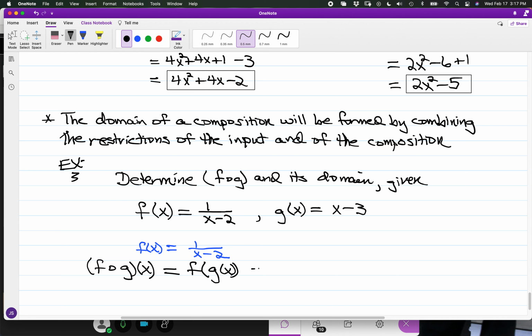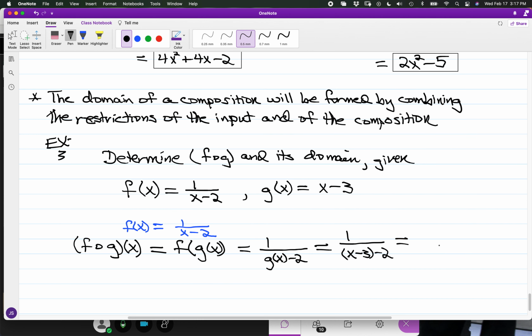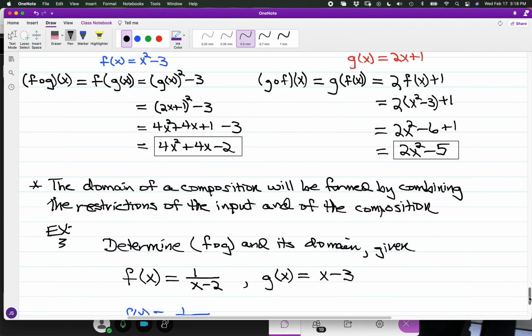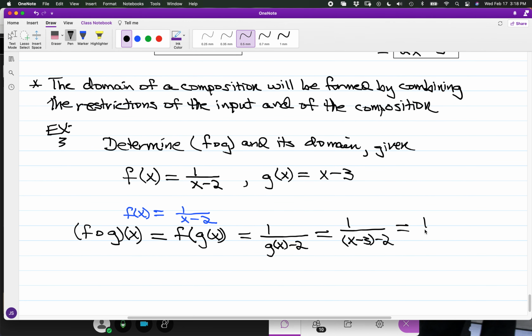So in the follow through, you have 1 over g of x minus 2. And for g of x, we have x minus 3, so 1 over x minus 3 minus 2. If I combine the terms together, the final composition is going to be 1 over x minus 5.